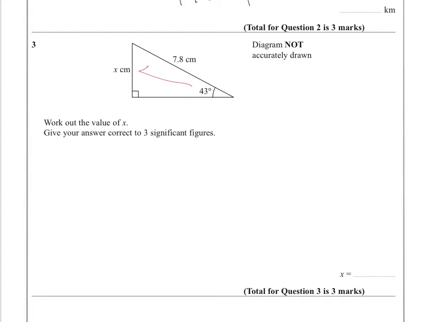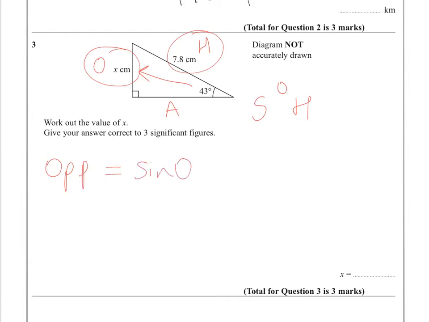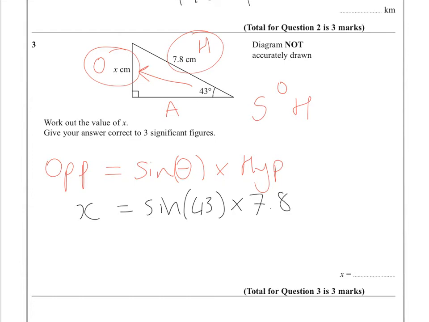Calculating the value of x, well, we've got a right-angled triangle, 2 sides and an angle, so we're thinking SOHCAHTOA, labelling the sides opposite, adjacent, and longest side, hypotenuse. We want to find the opposite, we know the hypotenuse, so sine theta is opposite over hypotenuse. Now I want to find the opposite using my formula triangle. Opposite equals sine theta times hypotenuse. So therefore x equals sine 43 times the hypotenuse 7.8. This gives me a value of x of 5.32 to 3 significant figures.